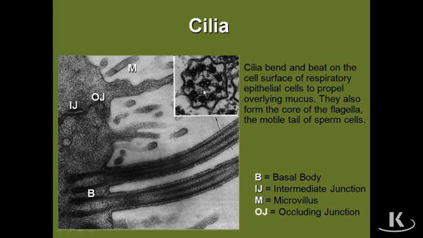But certainly when you cut them in cross-section, as in the insert at the top right of the micrograph, you can see the quite characteristic array of 9 peripheral pairs of microtubules surrounding a single central pair. And all cilia are anchored into what is called a basal body, labeled B here, in the apical cytoplasm.